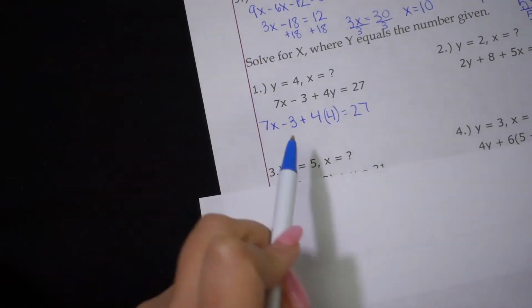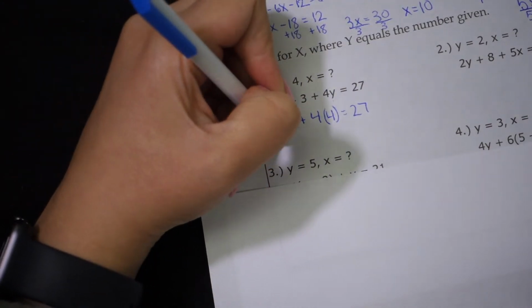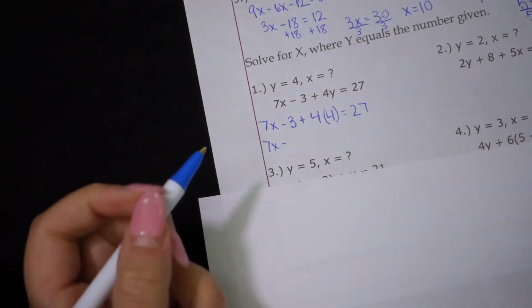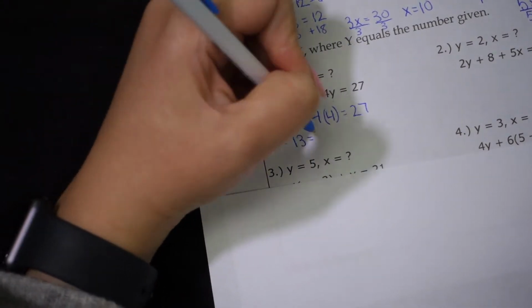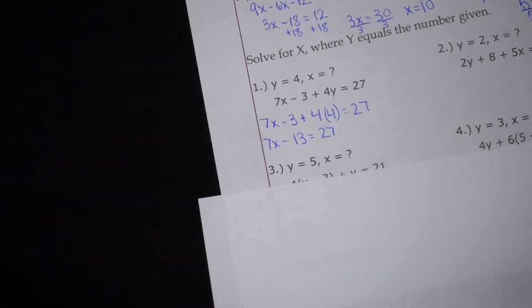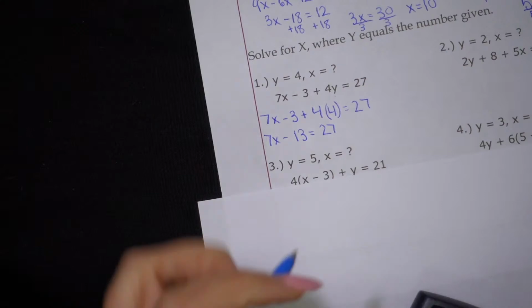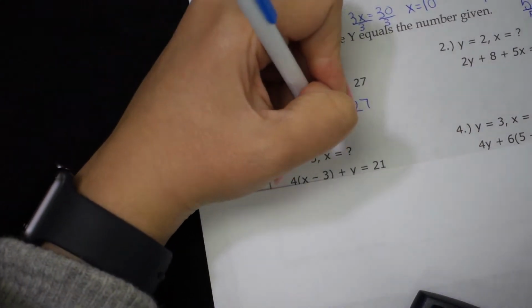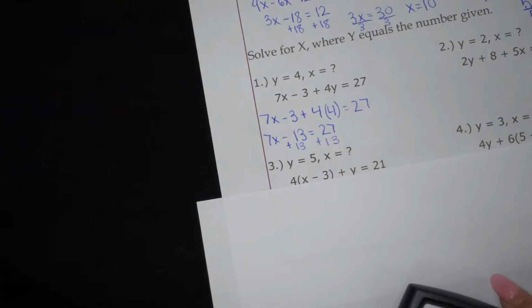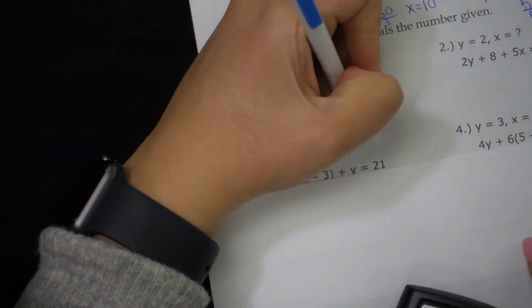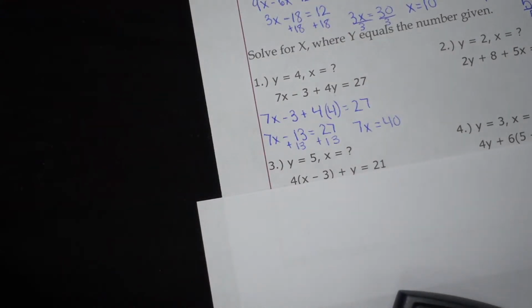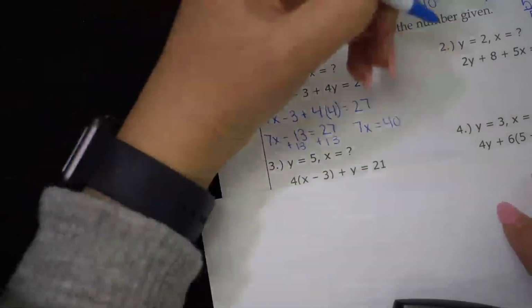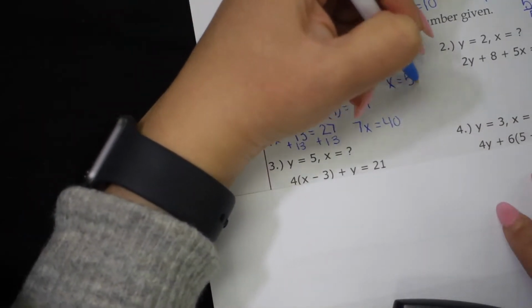So what is this? We do 7x. We're going to go ahead and combine like terms. What's 4 times 4? It's 16. 16 plus negative 3 gives us 13. This is equal to 27. What do we do next? We add 13 on both sides. So that's 27 plus 13. This gives us 40. So 7x is equal to 40. And then divide both sides by 7. So 40 divided by 7 gives us a value of 5.7. So x is equal to 5.7.